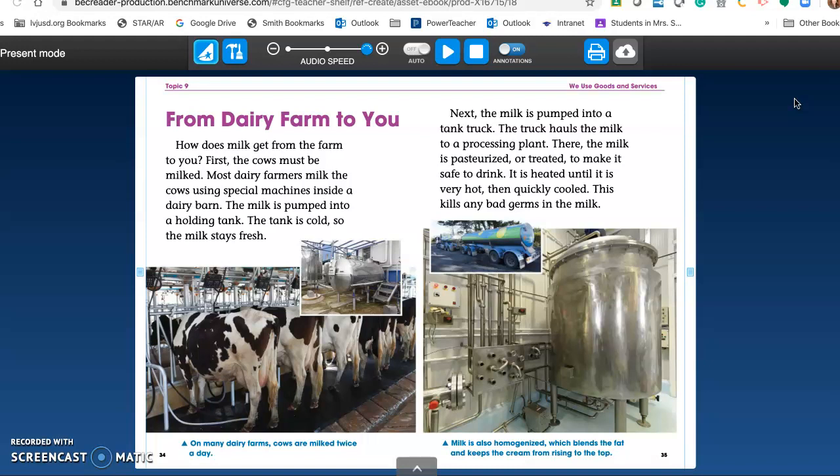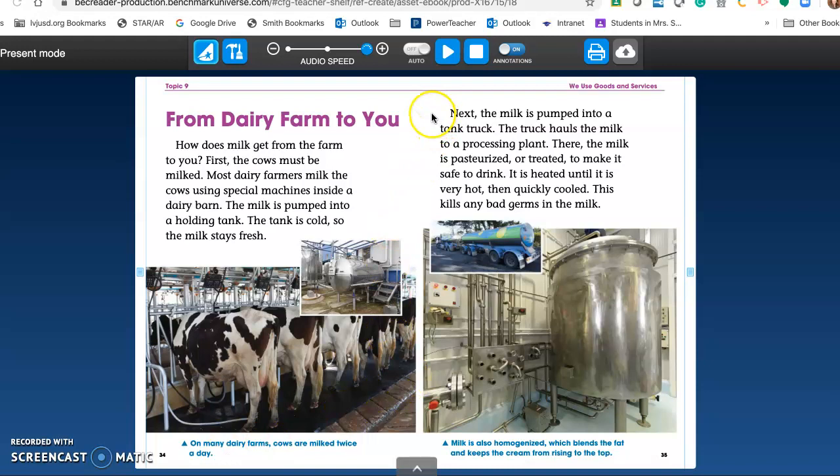From Dairy Farm to You. How does milk get from the farm to you? First, the cows must be milked. Most dairy farmers milk the cows using special machines inside a dairy barn. The milk is pumped into a holding tank. The tank is cold, so the milk stays fresh. On many dairy farms, cows are milked twice a day.